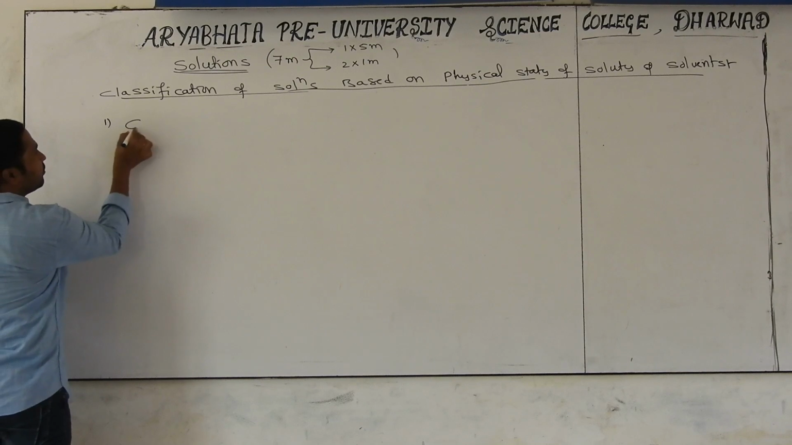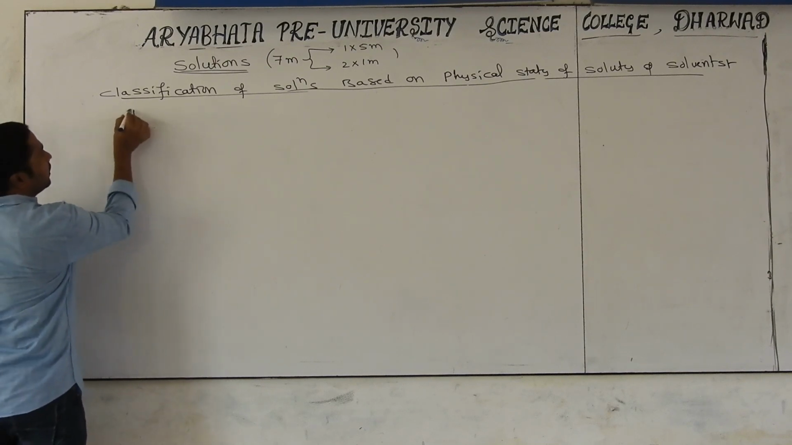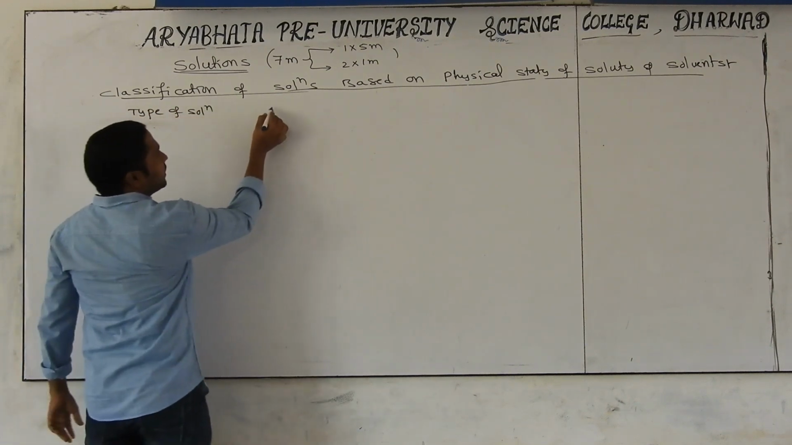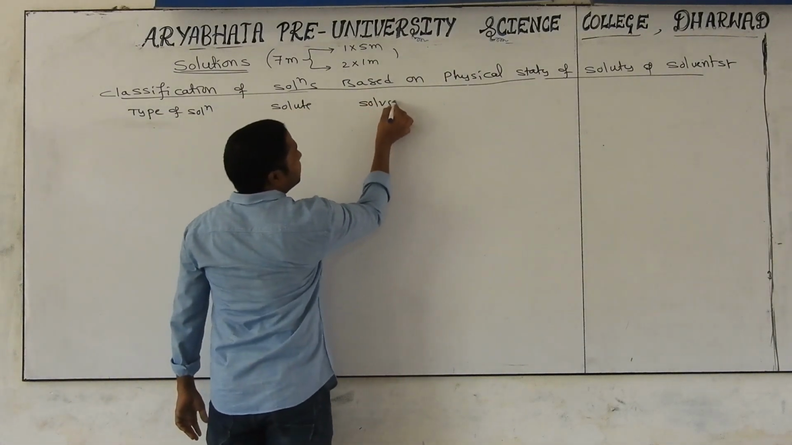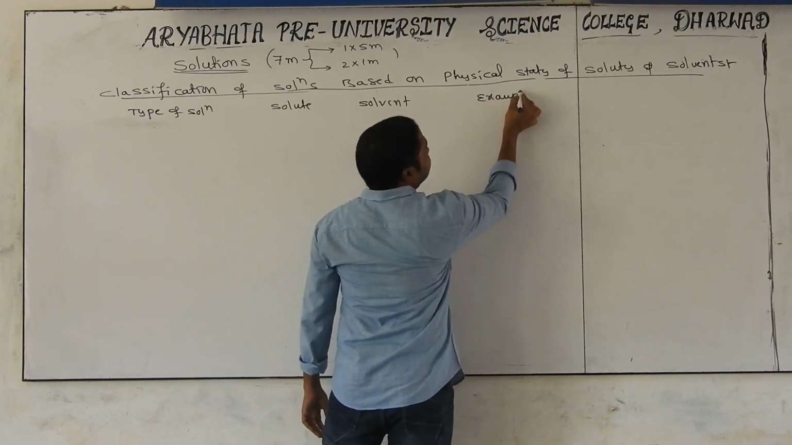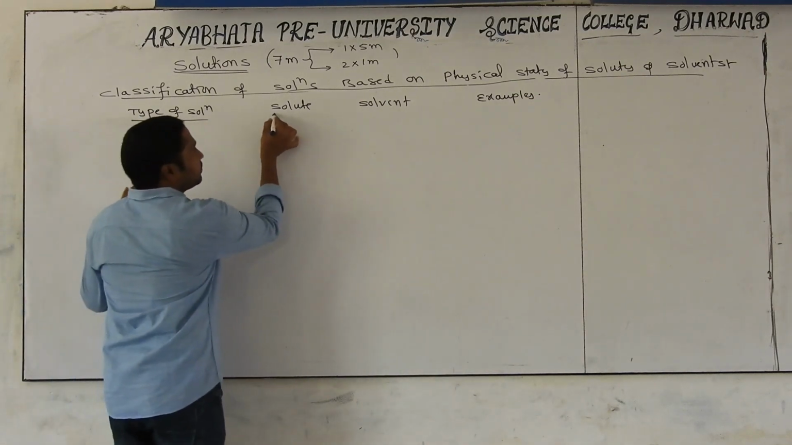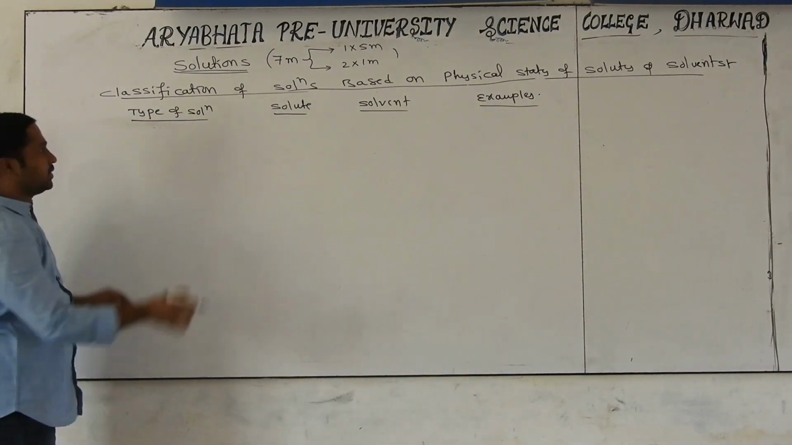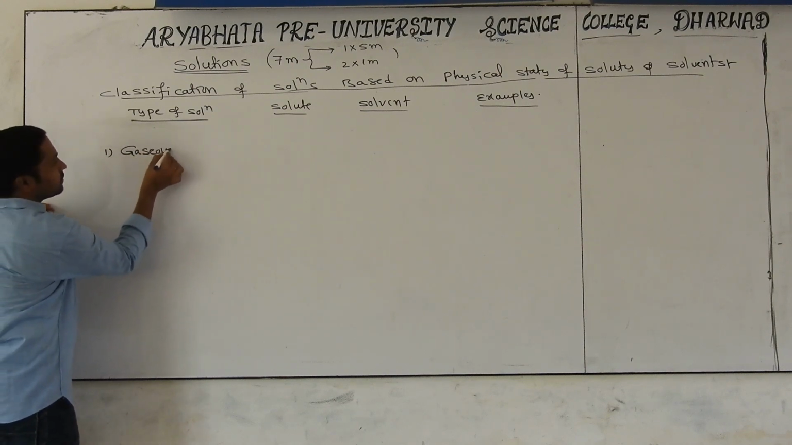First of all, I am explaining about the gaseous solutions. I will write here: type of solution, physical state of the solute, physical state of the solvent, and under this, examples. First of all, we will discuss the types of solutions based on the physical states of the solute as well as solvent. Under this, the first category is gaseous solutions.